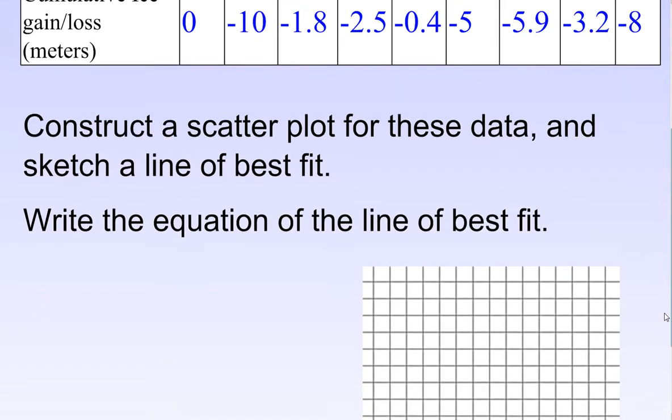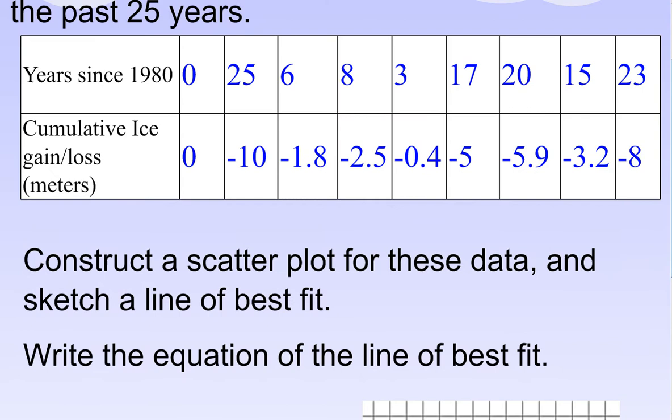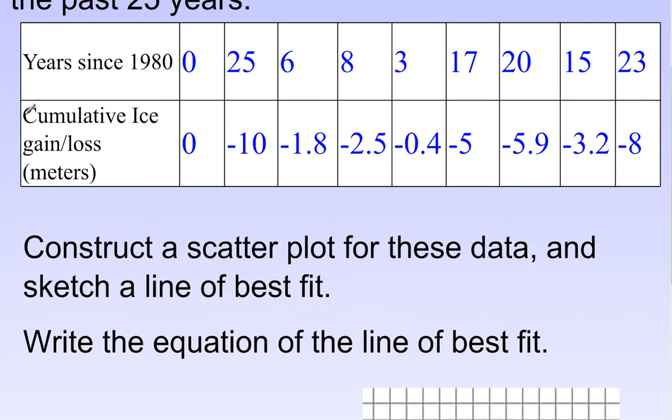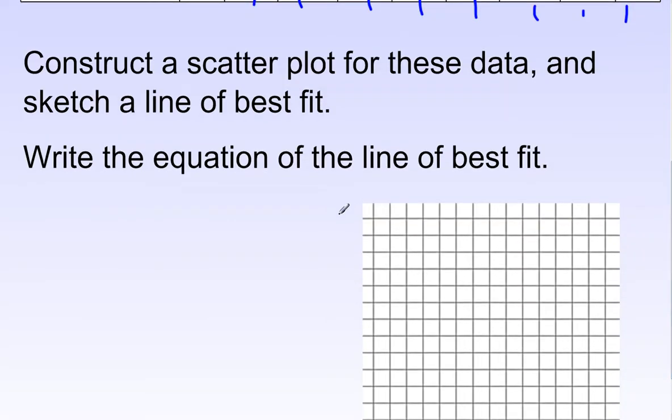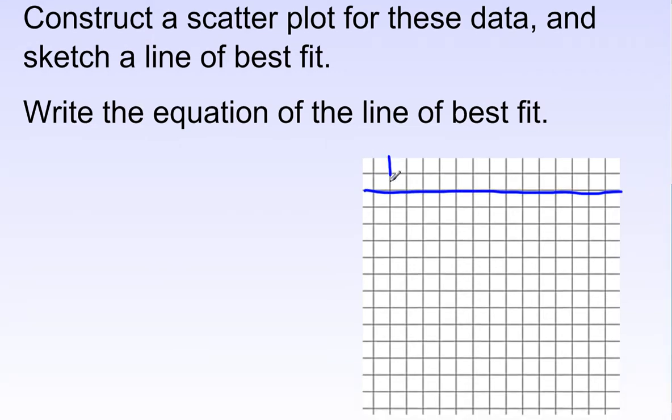All right, so here we have some graph space and we have some data. So our x variable is the years since 1980. So they're measuring every year since 1980. And the y variable is the amount of ice gained or lost. Did the amount of ice go up or down in that time? Now looking at it, since all of these data are negative, I'm going to make my x and y axis a little bit different. I'm going to have my x and y axis like this.